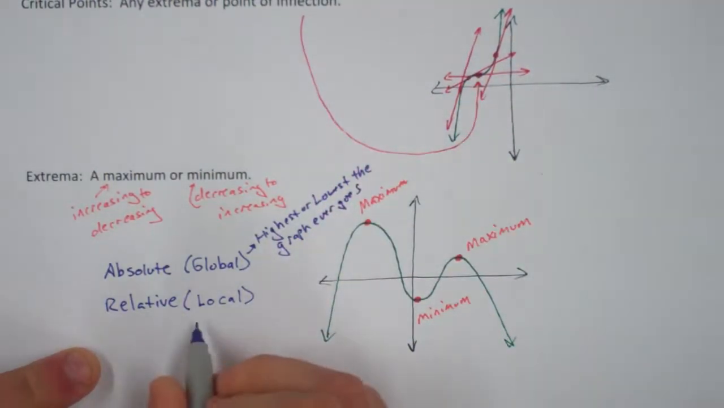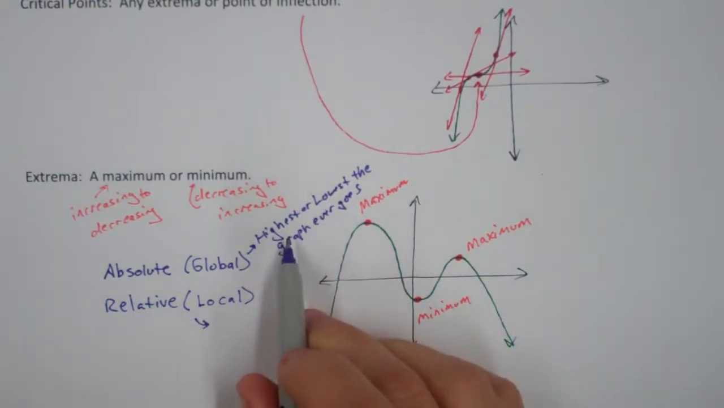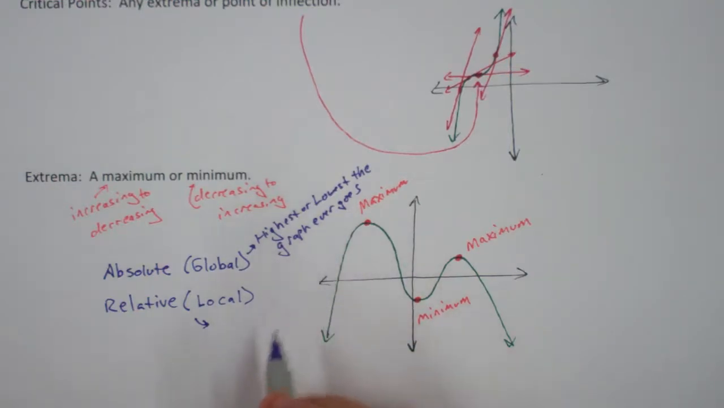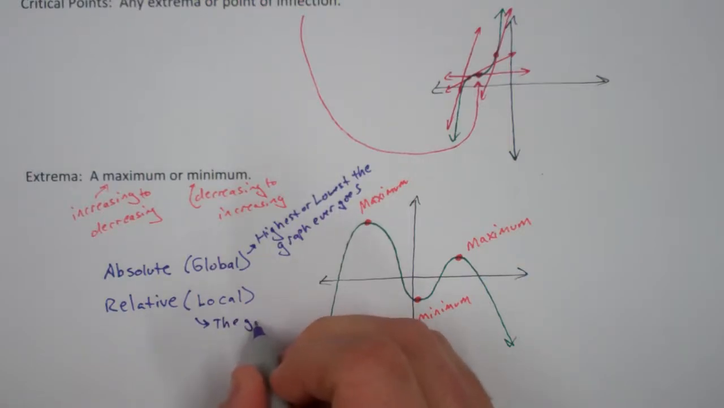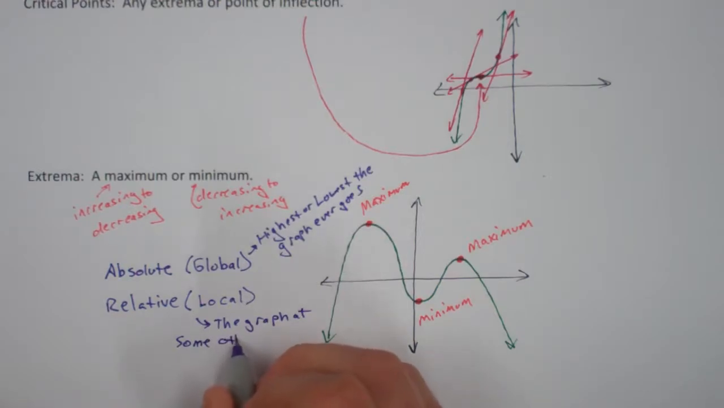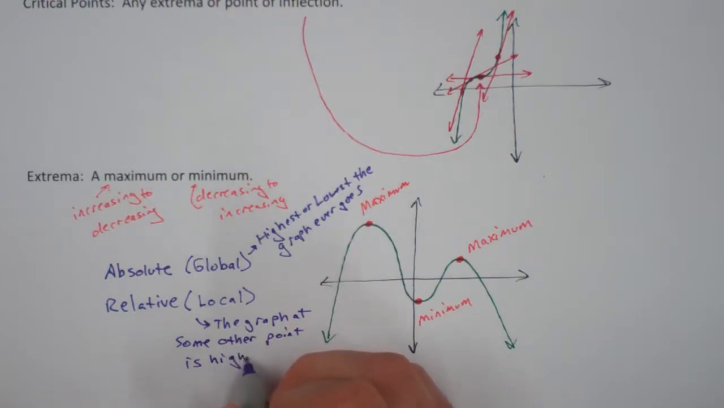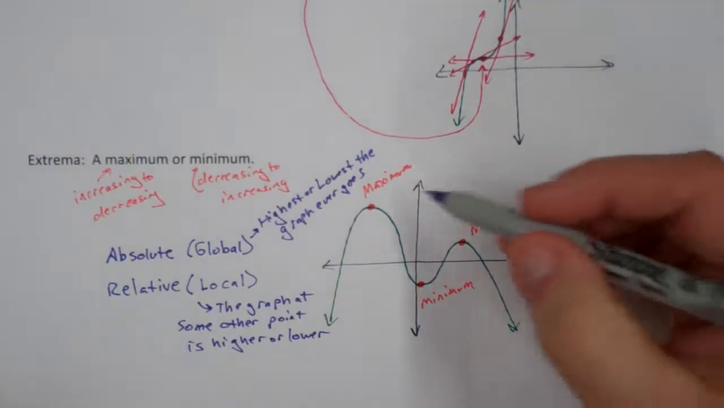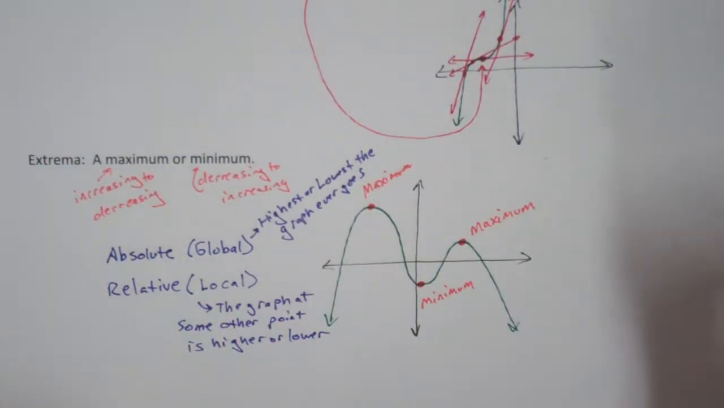For this one, the relative or the local, it's just the opposite of this. So it's a minimum or a maximum, but the graph at some other point is higher or lower depending on which one you're talking about. So let's go ahead and figure out these points right here, these two maximums and this minimum. We'll figure out which one they are, either absolute or relative.